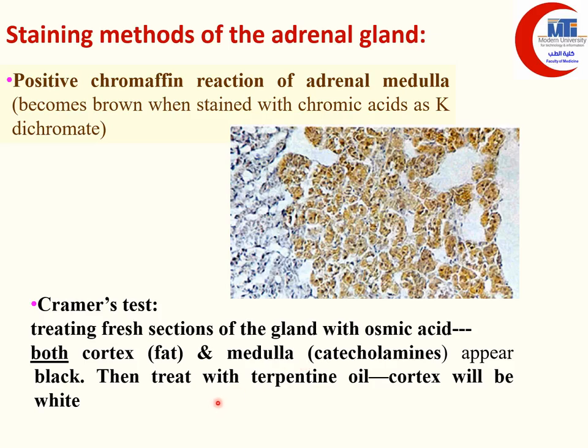So we can differentiate by Cramer's test between the cortex and the medulla of the suprarenal gland, and also by the chromaffin reaction we can differentiate between cortex and medulla, as the medulla gives a positive chromaffin reaction, as it is stained brown. It is stained brown when we stain all the gland with chromium salts such as potassium dichromate.